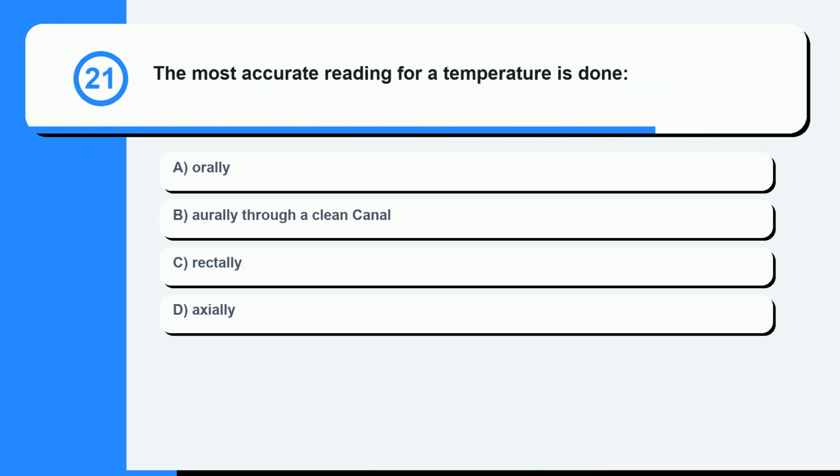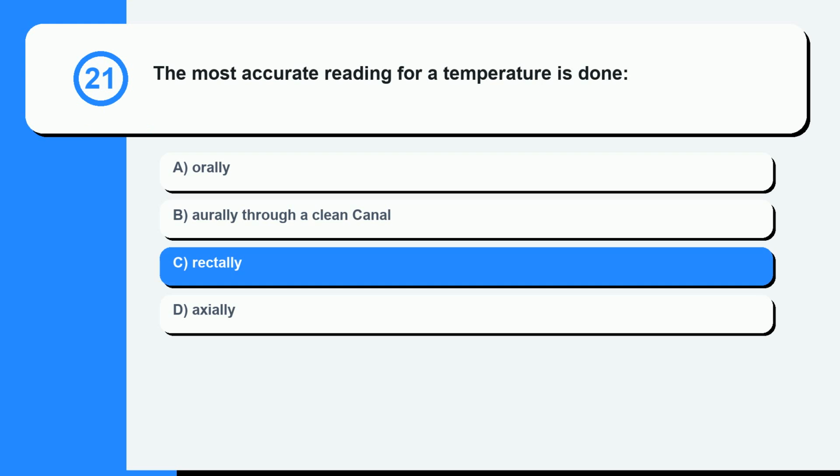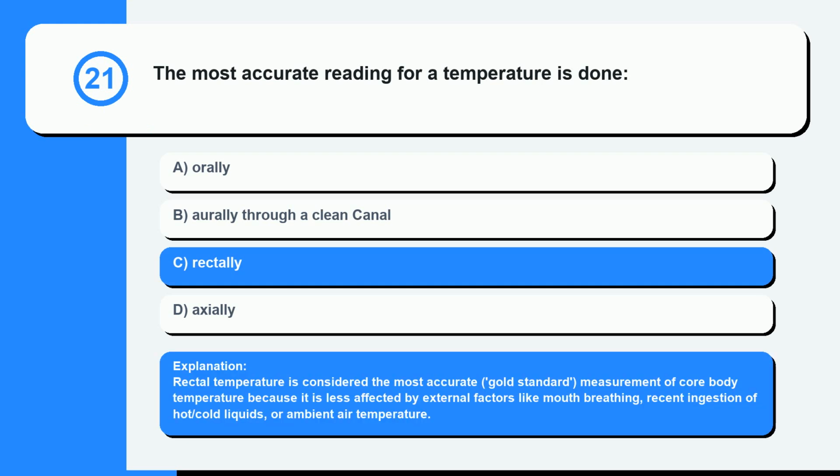The correct answer is B. The patient is experiencing changes related to a diurnal rhythm. Body temperature naturally fluctuates throughout the day, usually being lowest in the early morning and highest in the late afternoon or evening. This pattern is known as a diurnal rhythm, or circadian rhythm, and a variation of 1 to 1.5 degrees Fahrenheit is considered normal.